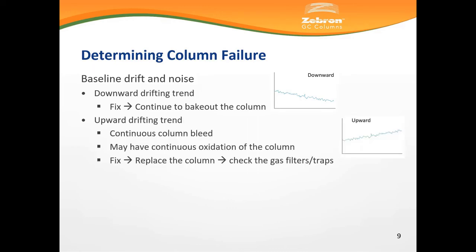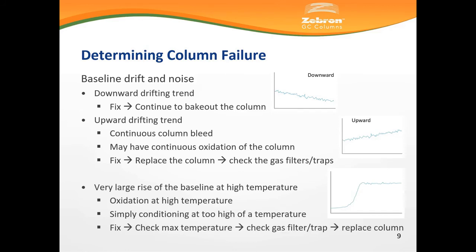A continuous upward trend during a bakeout suggests that the stationary phase is experiencing persistent bleed from long-term oxidation. Furthermore, you will need to check the gas traps and filters to make sure that the oxygen and moisture filters have not expired. A very large rise in the baseline during a temperature gradient is also a sign that stationary phase has been damaged from oxidation. Be mindful of the maximum temperature to which a column may be exposed during a gradient, as prolonged exposure to that maximum temperature or beyond will result in excessive loss of the stationary phase.